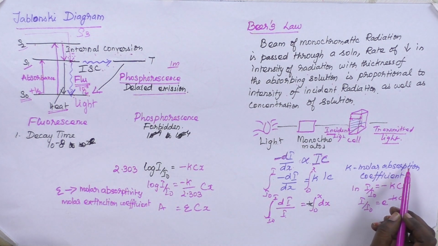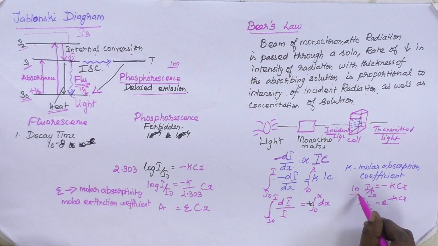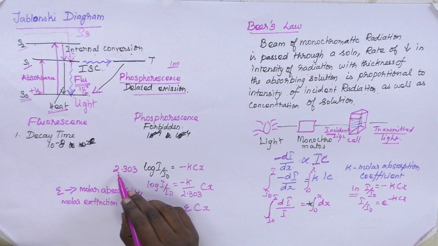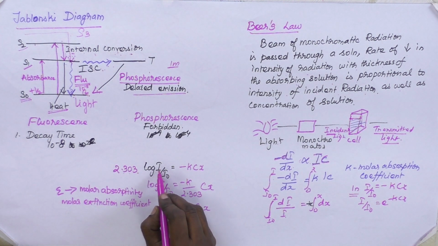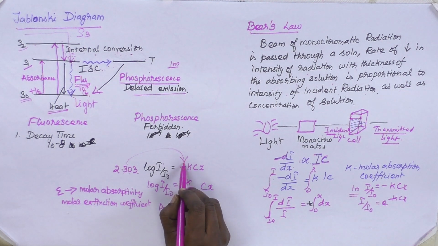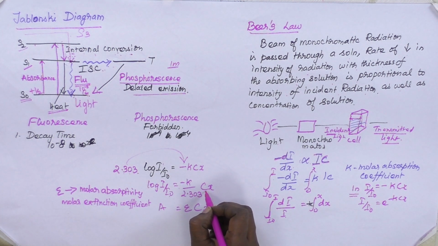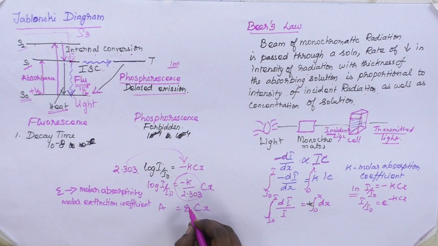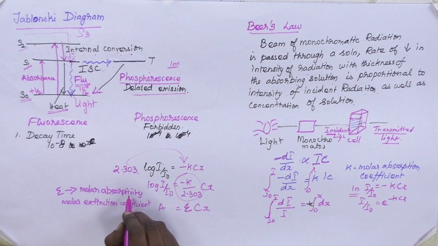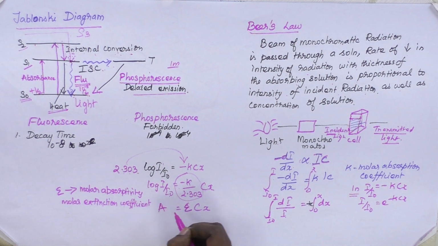Here k is the molar absorption coefficient. When you replace ln with log, you multiply by 2.303: 2.303 log I by I naught equals minus kcx. If 2.303 is moved to the other side of the equation, it becomes a divisor. So log I by I naught equals minus k by 2.303 times cx. This is a constant value, so it is put as epsilon. Epsilon is the molar absorptivity or molar extinction coefficient. Log I by I naught is nothing but absorbance. Absorbance equals epsilon cx.